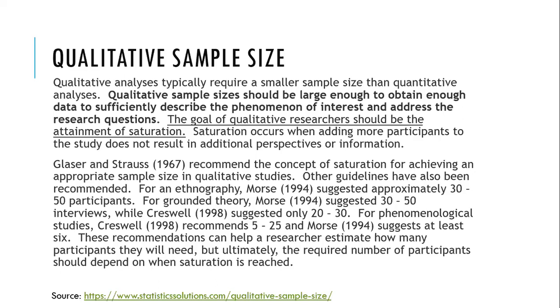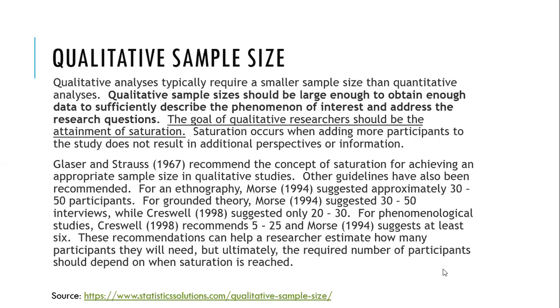So going back, in a phenomenological study, the sample is 5 to 25. In my study, it was almost phenomenological, so I chose only 5, and that's okay. Moore suggests at least six. These are recommendations, so if you put them together, it looks like a safe number is 30.